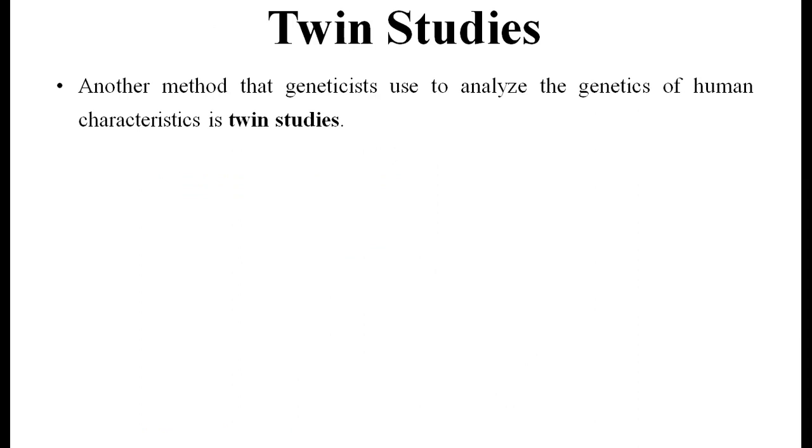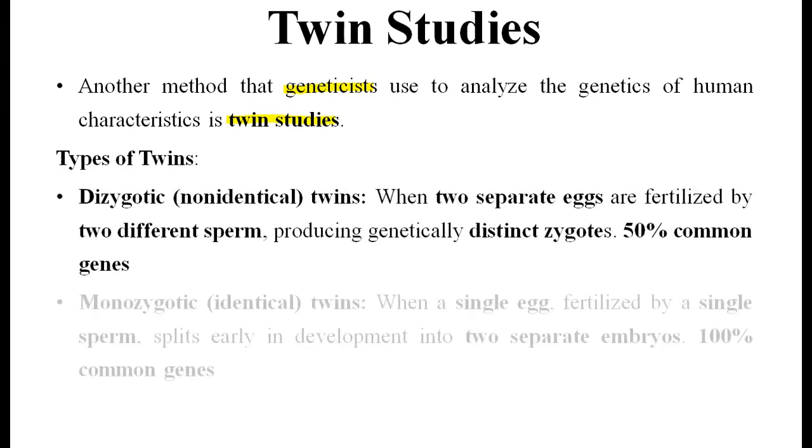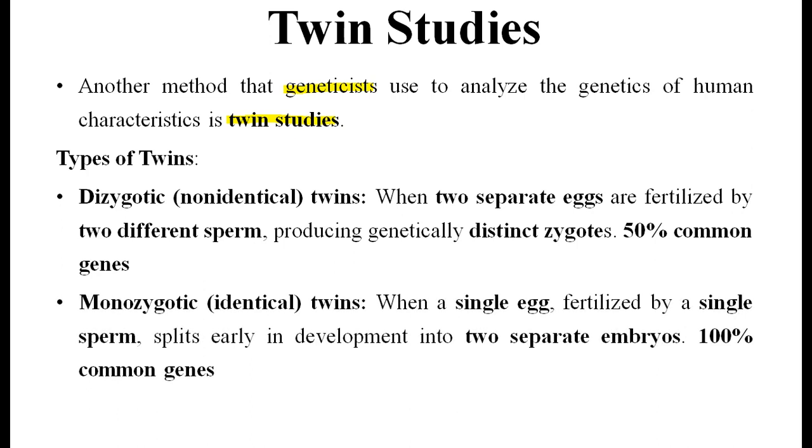another method that, in addition to pedigree analysis, geneticists use to analyze the genetics of human characteristics is by studying the twins. There are two types of twins: one is monozygotic and the other is dizygotic. Dizygotic twins are also known as non-identical twins.